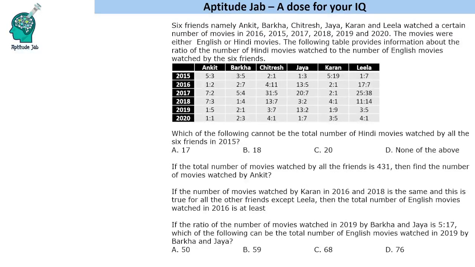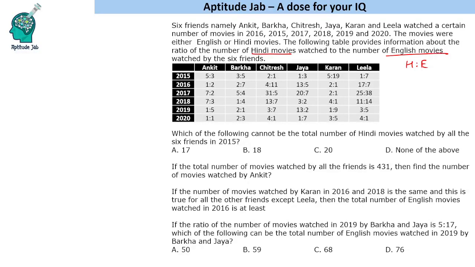This is a logical DI based on the concept of ratios. It says that there are six friends. They watched a certain number of movies in 2016 to 2020, and the movies were either English or Hindi movies. And this table gives you the ratio of the number of English movies and Hindi movies watched by these people, right? Hindi to English ratio. Okay, the ratio is Hindi to English. Now these are the four questions related to this table which is given over here.